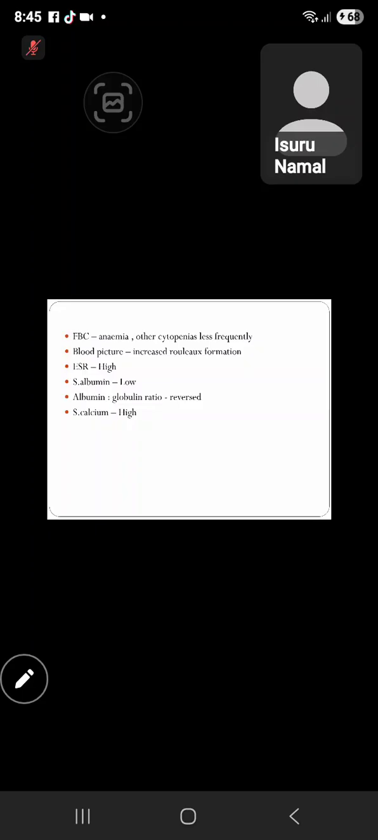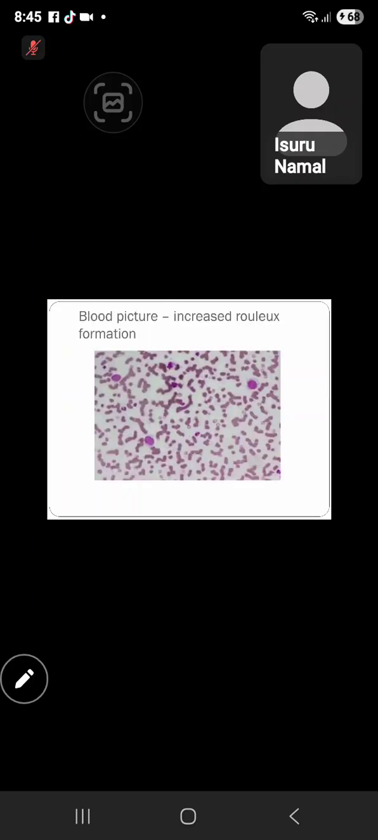Then ESR is high, right? Serum albumin low, albumin globulin ratio reversed, right? Then serum calcium is high. This is the blood picture of the multiple myeloma case. Now you can see this rouleaux formation very nicely, and once you do your Leishman staining or Romanowsky stain, you can see a somewhat bluish background because of the high protein amount present in the myeloma blood, right? Then rouleaux formation you can observe. Then you can identify some plasma cells present there.